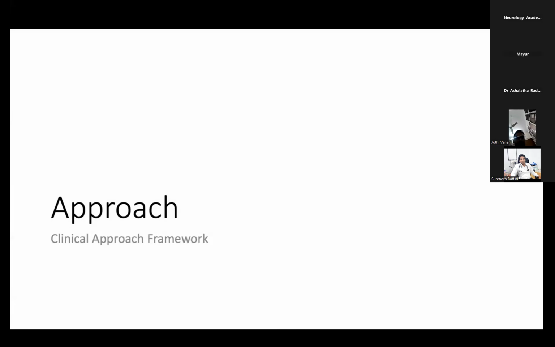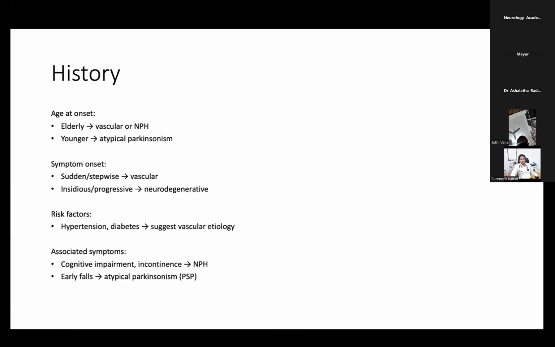I was talking about the approach to lower body Parkinsonism. Based on the history, if the age of onset of the symptoms is in an elderly patient, we can consider vascular Parkinsonism or NPH. If he is a relatively younger patient, then we can consider atypical Parkinsonism. Based on the symptom onset, if it is sudden or stepwise progression, we can consider a vascular cause, and if it is insidious or progressive symptoms, then neurodegenerative conditions can be considered.